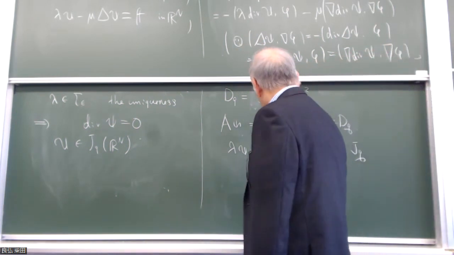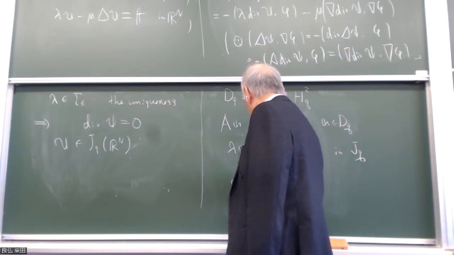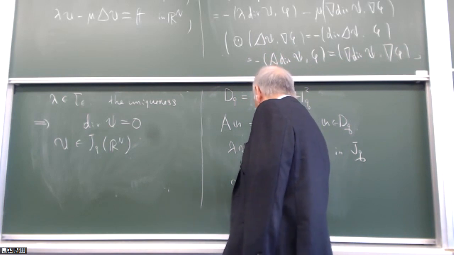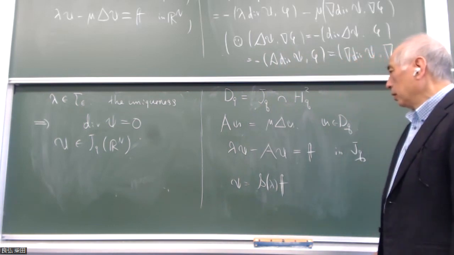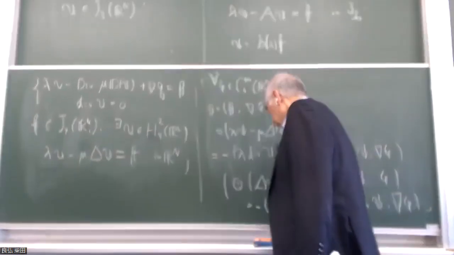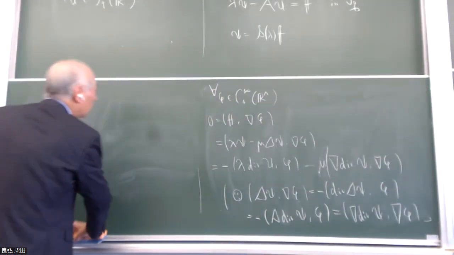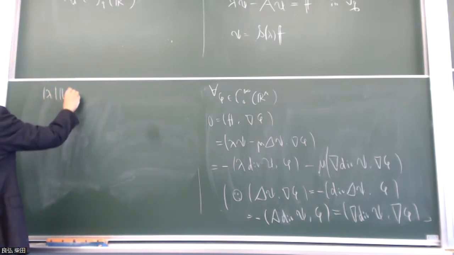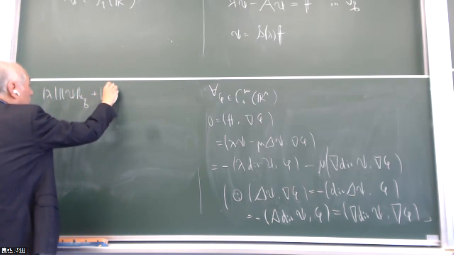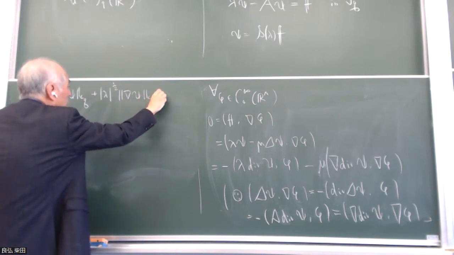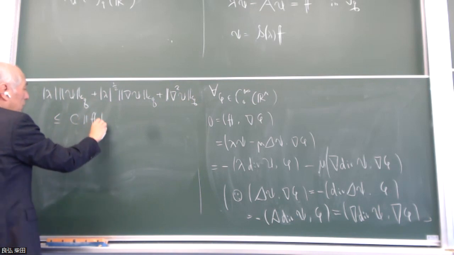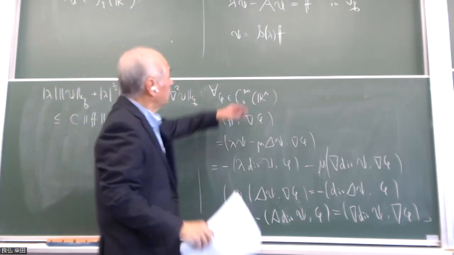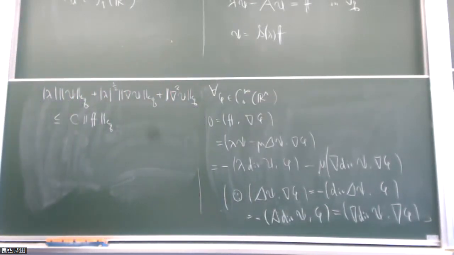Then, of course, we can solve these equations by F inverse, S lambda, as I already wrote, S lambda F. B is solved in this way, and we already proved that. Already we know that the second derivative in LQ is less than a constant times F. This was proved at the beginning of this lecture, right? So this estimate guarantees the generation of an analytic semigroup.